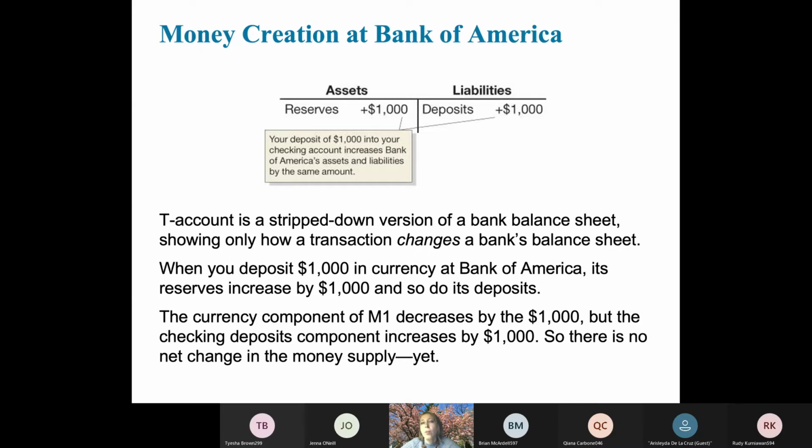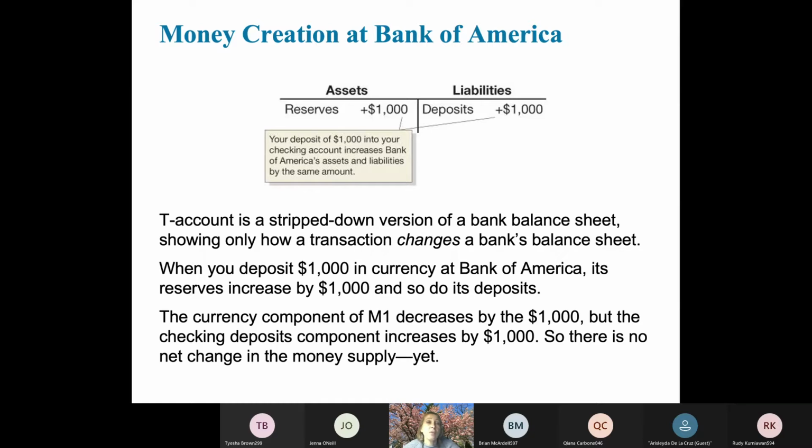So you bring $1,000 and deposit it at Bank of America. Immediately, it's like an accounting system works, double-entry accounting, right? So your deposit becomes a liability, and it is also recorded on the asset side as extra reserves, right? From these extra reserves, 10% has to be kept as required reserves, but the other 90%, you can do anything you want with the 90%.